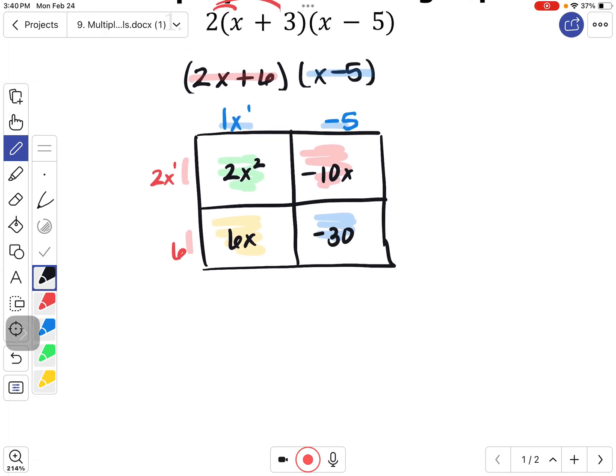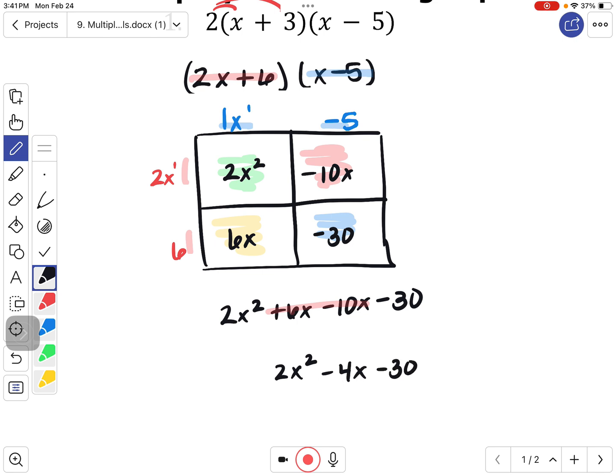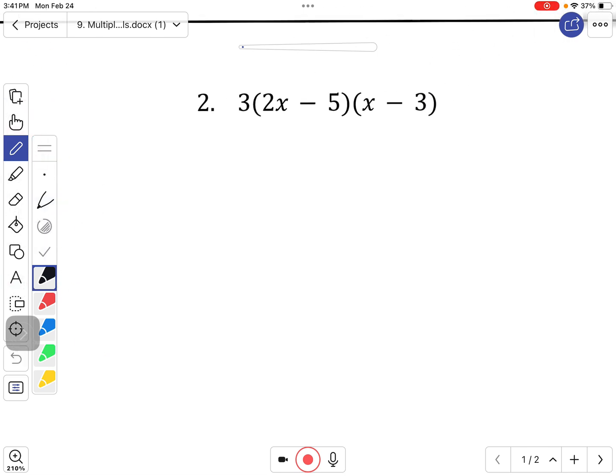Okay, so from there, I'm going to go ahead and start with my highest power, which is 2x squared. And then my 6x and my 10x, those both have an x on them. So it doesn't matter which order you put them in. So I'm going to say plus 6x minus 10x and then minus 30. Okay, when I look at these, I have this 6x and this 10x. Both of those have an x on them, so they can be combined. So I'm going to say 2x squared. It's actually going to be minus 4x because that 10 is negative. So 6 minus 10 is going to give me a negative 4x and then minus 30. And then you're done.